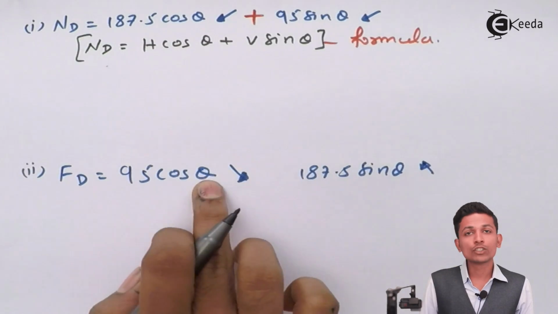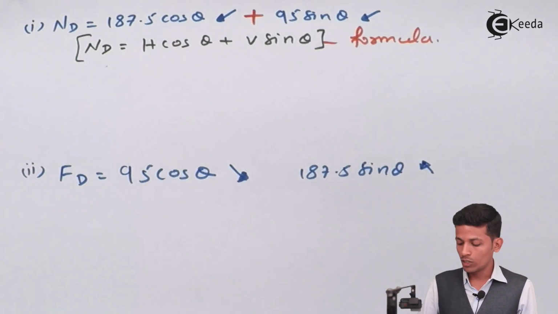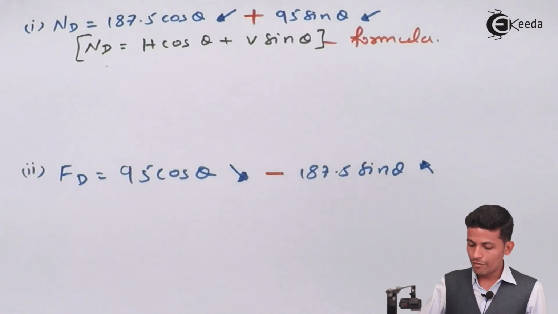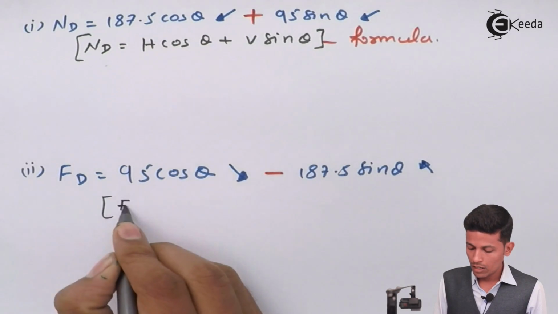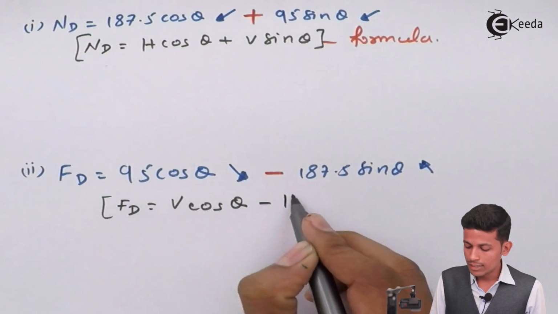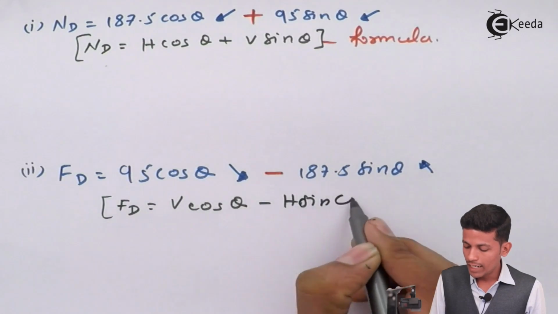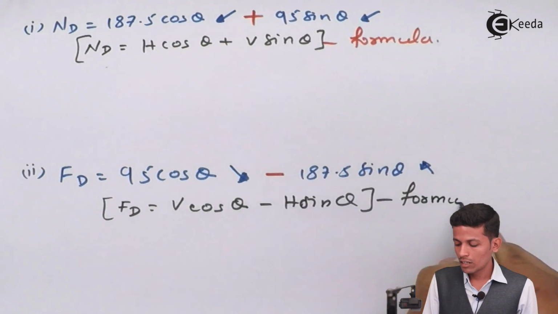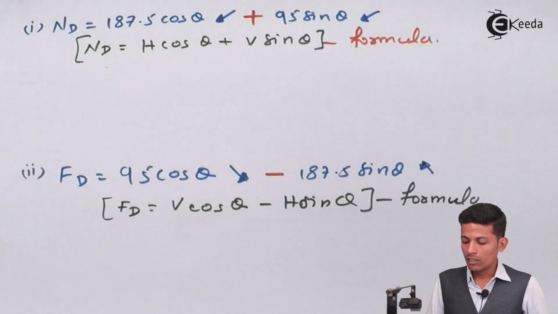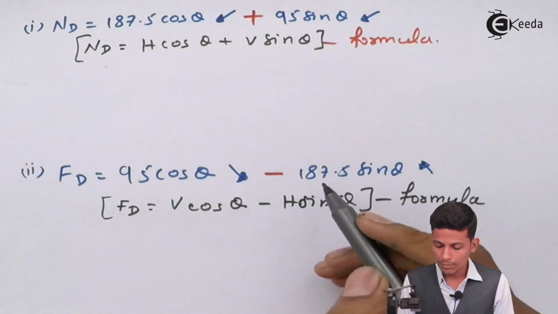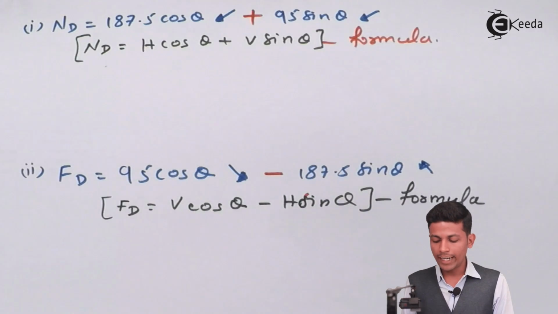Okay, now see, one is going downward and the other is going upward, so in between you can write a minus sign. Now the formula of FD will be V cos theta minus H sin theta over here. Okay, this is the formula, this is H sin theta.